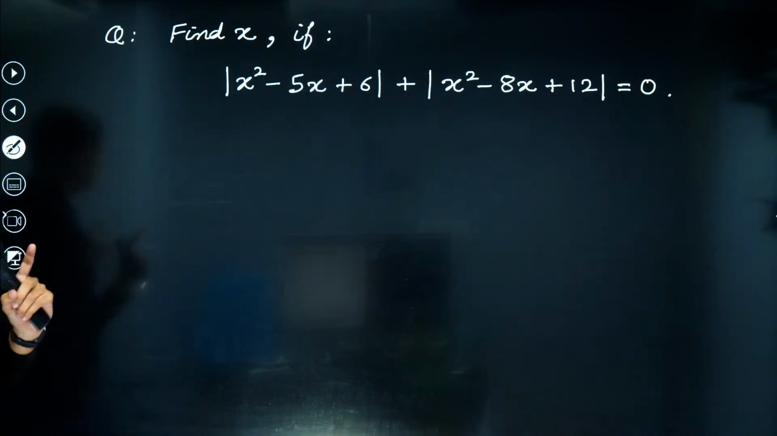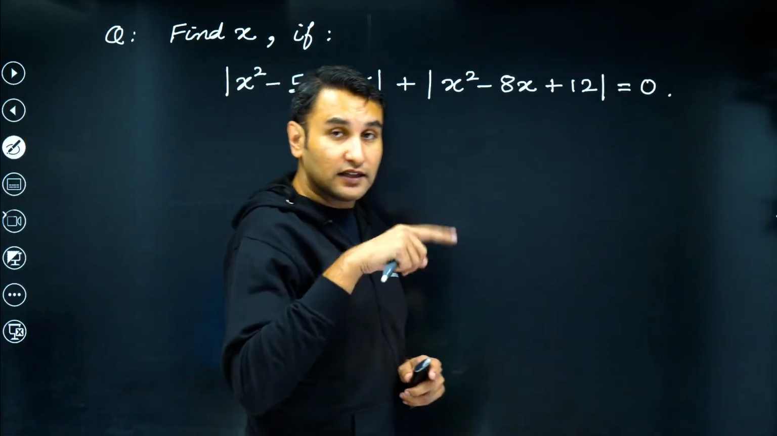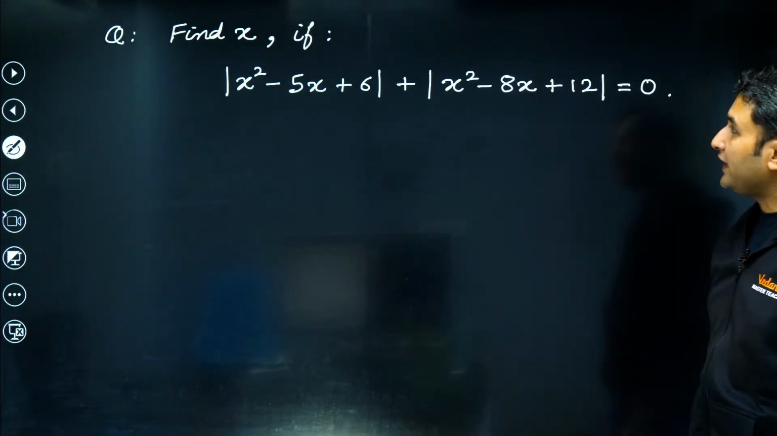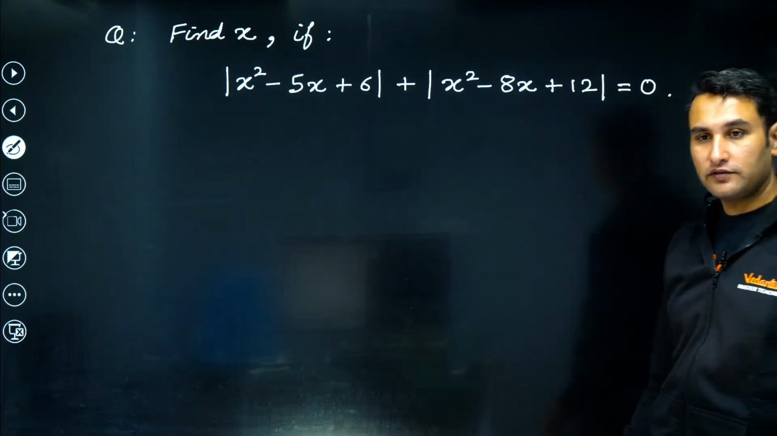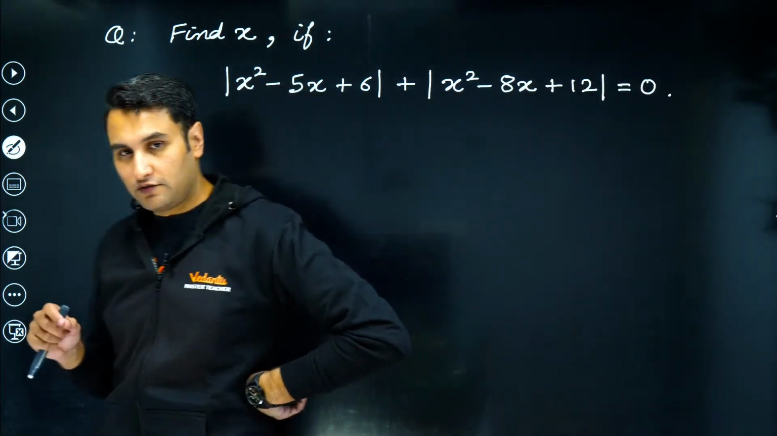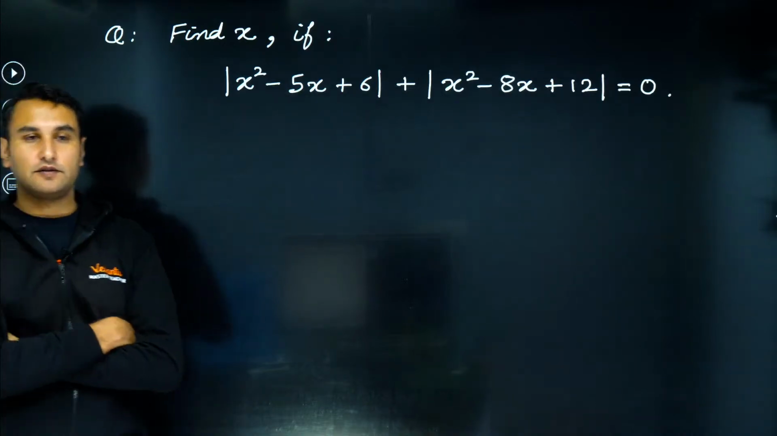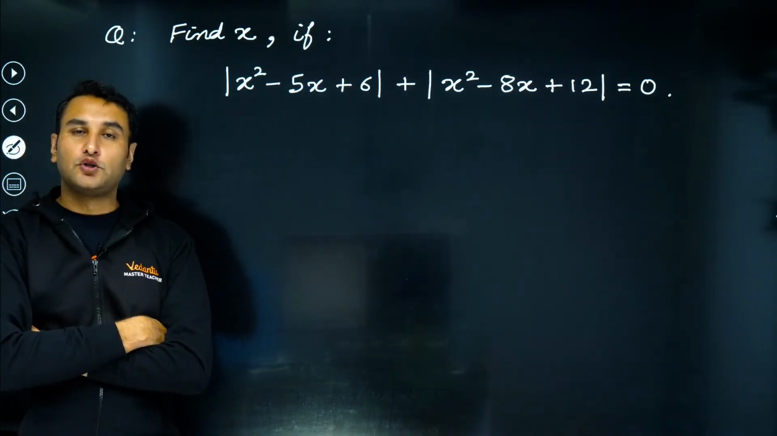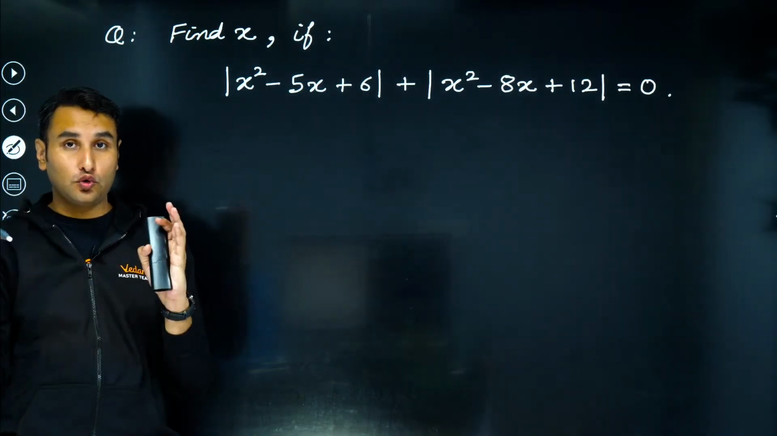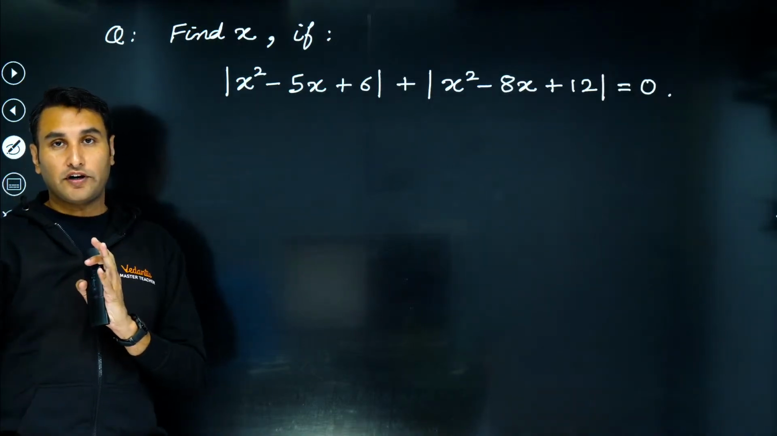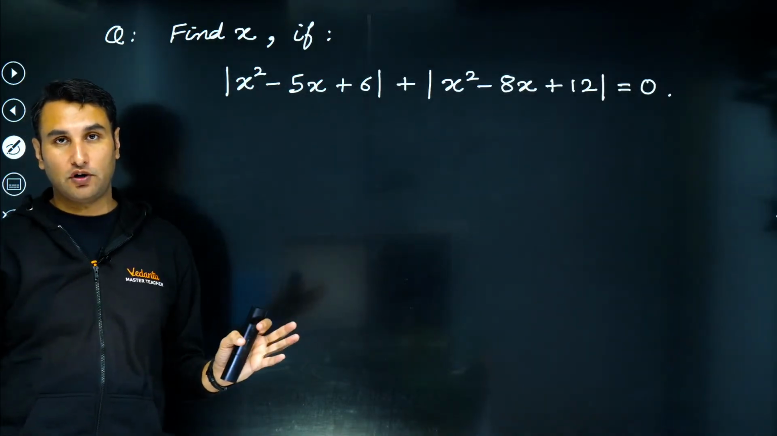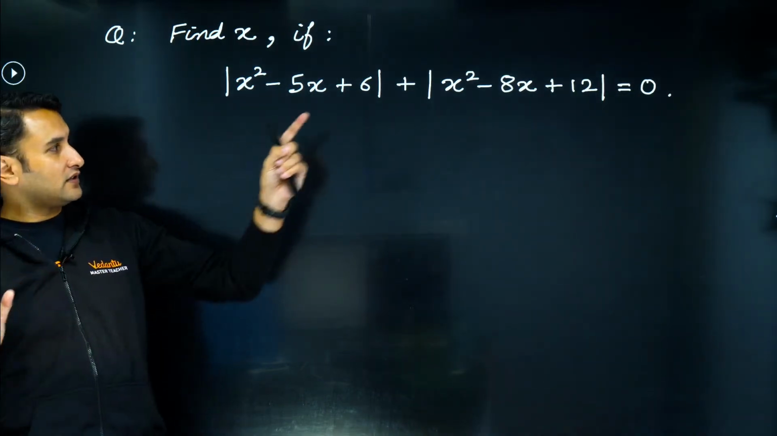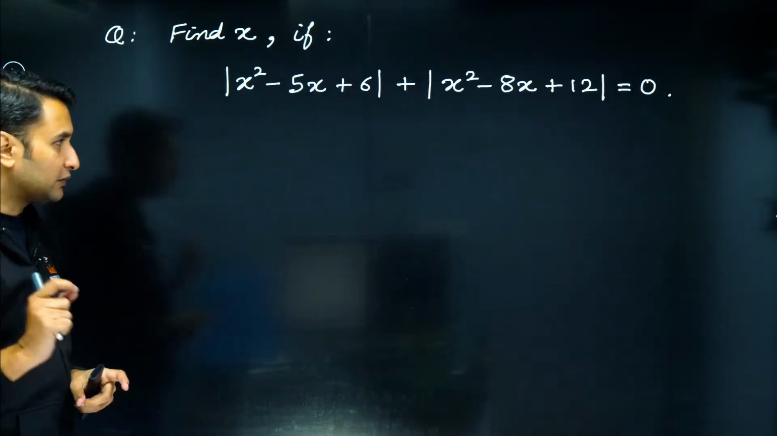Now let us do 2 more problems. This, and after this one is actually very important. So do this. Find x if, read it very carefully. It's a very, very simple problem if you read it properly. Don't get scared by 2 huge quadratic expressions inside the mod. Read this as one modulus plus another modulus is equal to 0. I am giving you a hint.